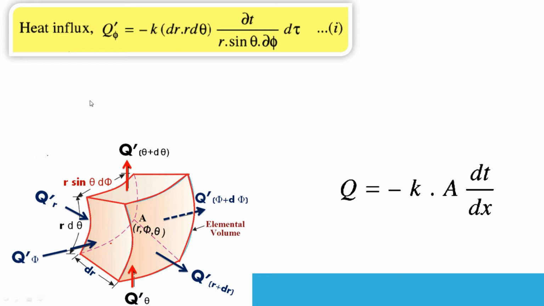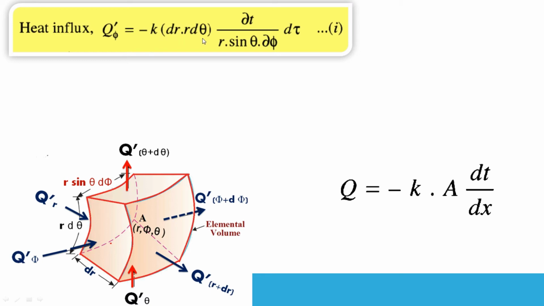First of all, we are considering the direction phi, or we can say the r-theta plane. So the heat entry, or heat influx, in the phi direction we compare with the Fourier law. Here we are using a negative sign because heat always flows from high to low, and the temperature decreases with respect to thickness. So here we are considering the negative sign.